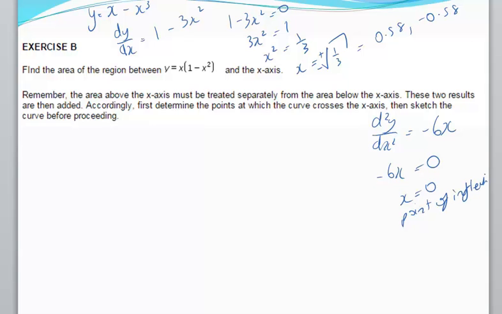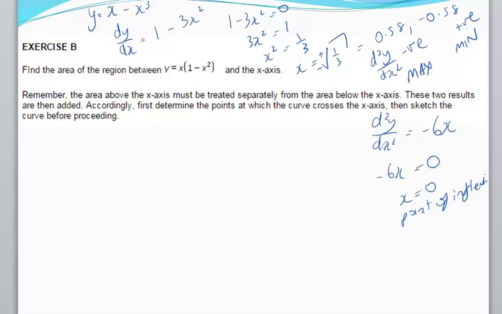So we have our two stationary points here, and if we substitute these into our d squared y on dx squared, for 0.58 we're going to find that this will be negative, and for negative 0.58 we're going to find it's positive. So negative is going to be a max, and positive will be a minimum. So now we've got a fair bit of information about our actual curve.